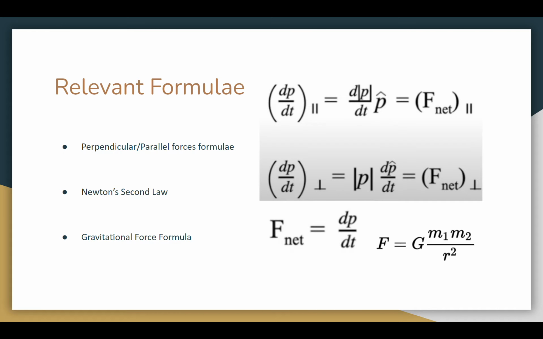So our relevant formulae are the perpendicular/parallel forces formula. The first one describes how the parallel force is equal to the change in the momentum magnitudes multiplied by p hat over time, whereas the perpendicular net force is equal to the magnitude of the momentum multiplied by the derivative of p hat over time. And then we're also going to be using Newton's second law such that F net is equal to dp over dt, or the change in momentum over time, and the gravitational force formula where F is equal to big G m1 m2 divided by r squared. And these will all be very relevant in tracking the motion of our object.